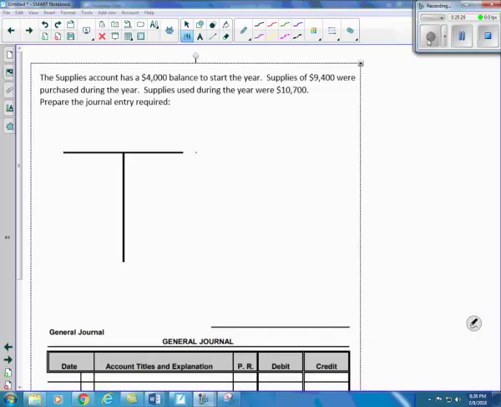In this problem, we are saying that the supplies account has a $4,000 balance to start the year. I'm going to be consistent with what we did, even though it's not really necessary, and I'm going to show you why in a minute. So we have our supplies account, which is an asset account. In our T account, we have a debit and a credit side, and debits are always on the left. And this supplies account has a $4,000 balance to start the year.